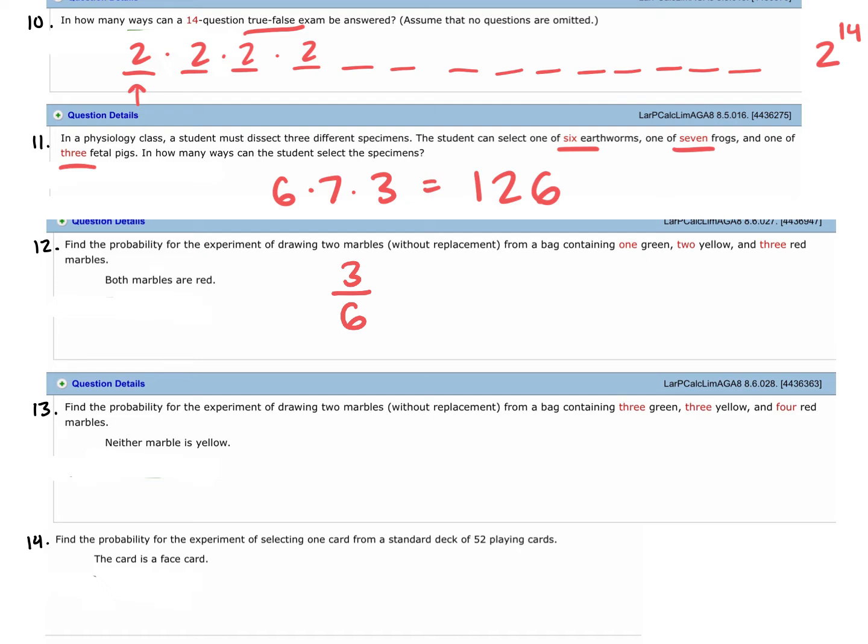But it says without replacement. So I take that red marble out and put it on the table. So what should I do next? Multiply 2 over 5. Because now we only have 2 red marbles in the bag. And 5 marbles total. Because I took that marble out and put it on the table. So there's 1 less. Then when we multiply fractions, multiply straight across. So this would be 6 over 30. Make sure you simplify your fractions, so that would be 1 over 5.